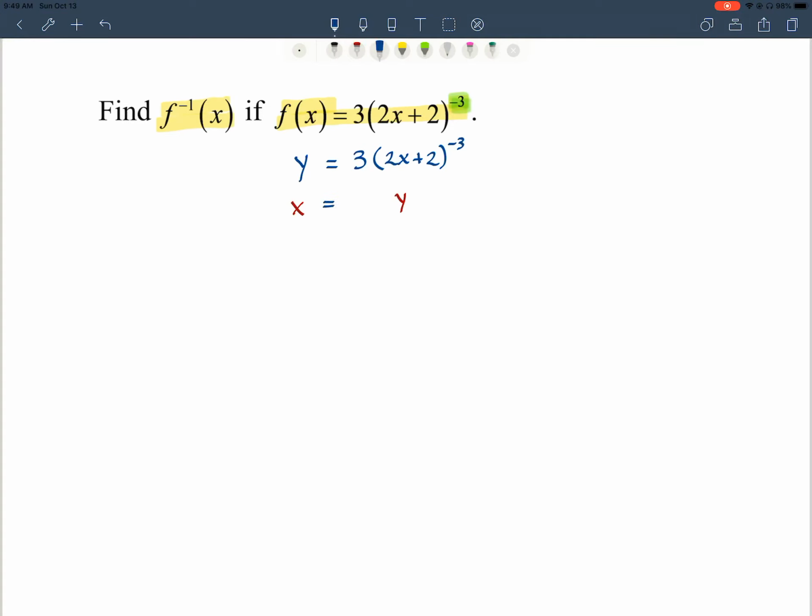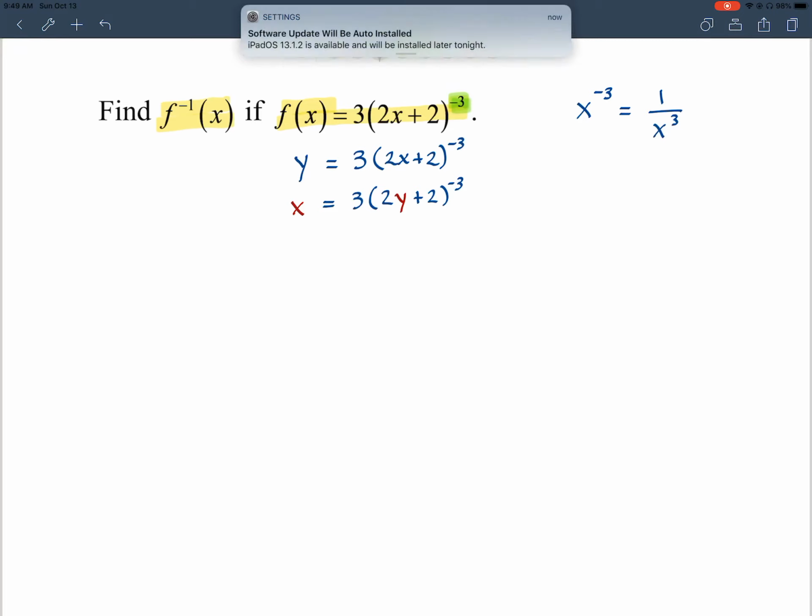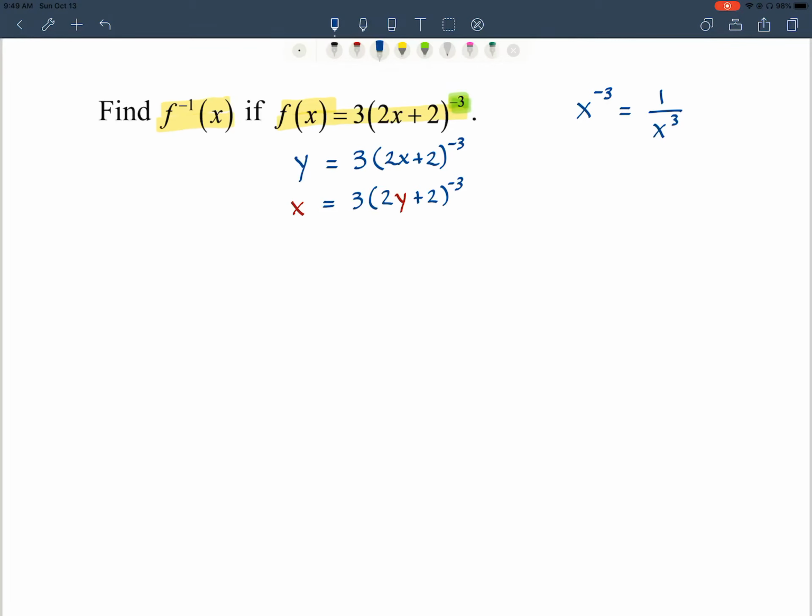So we now have x is equal to 3 times the quantity of 2y plus 2 to the negative third power. And now we'll deal with that negative exponent here. Just remember, when we have something that's raised to a negative power, it's just like repeated division. So if we just had, say, x to the negative third, we know that's the same thing as 1 over x to the positive third. So we're going to use our properties of exponents here to make that exponent, I'm sorry, from a negative into a positive.